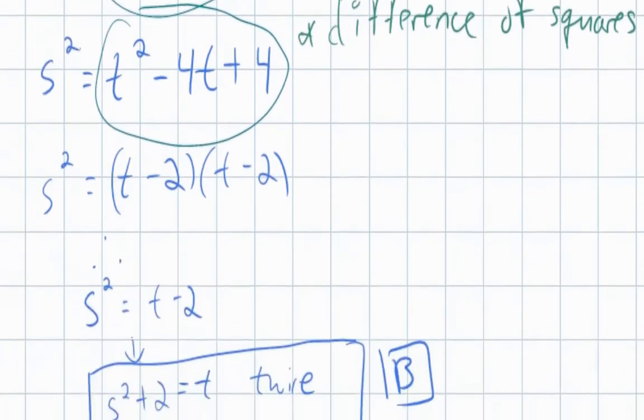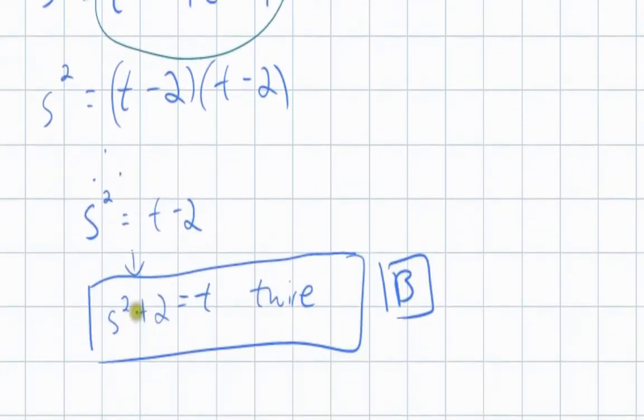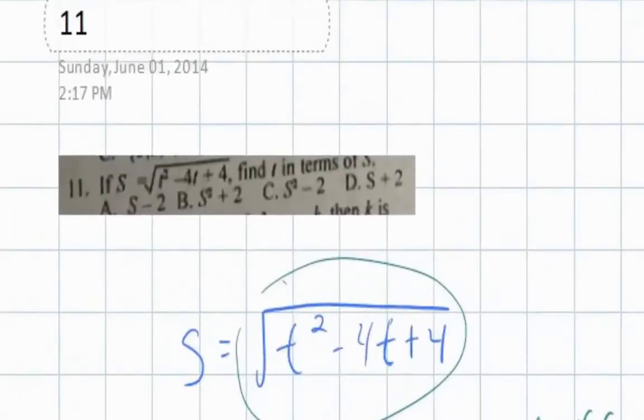And so my next step would be to get t by itself. So I would add 2 to both sides. So now I have t is equal to s squared plus 2. And that's twice because of the square root that happened earlier. So that's your option for B.